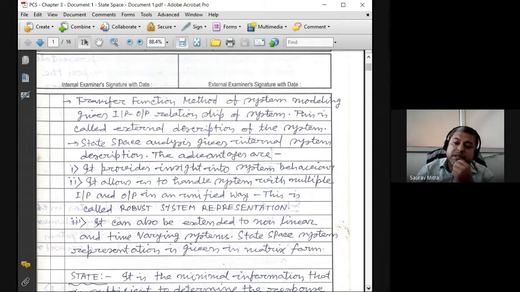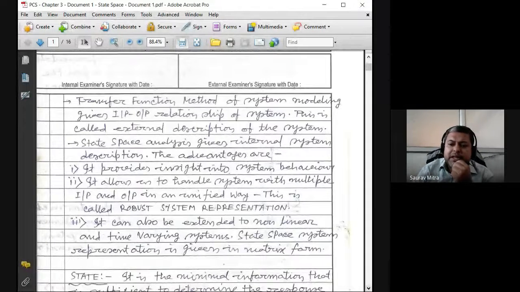What is going to be the step response? What is going to be the ramp response? What is going to be the pole zero? How is the transient response going to be? All those things we don't have to calculate. We just have to model it. We just have to do the process modeling.